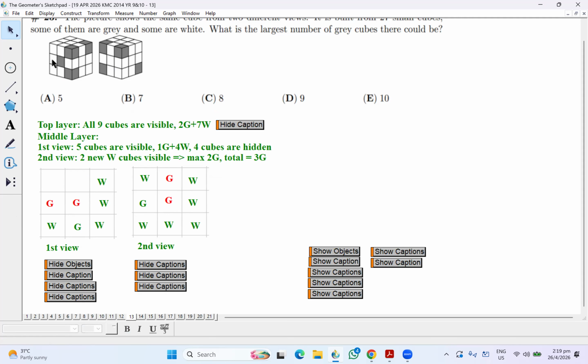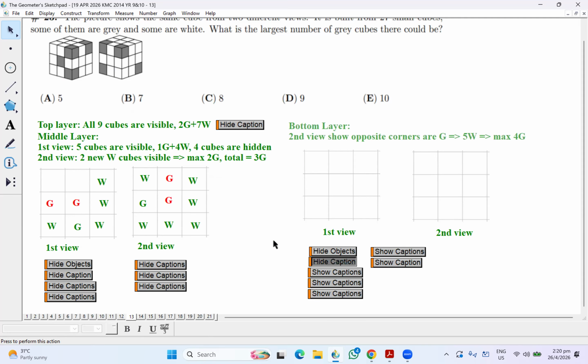Here white, here white. Okay. White, gray, white. Though behind you cannot see, so we want it to be gray. So we can have total 3 gray. 3 gray. Here 1, 2, 3. Total 3 gray. Now we go to the third view. We again prepare for the third layer, bottom layer.